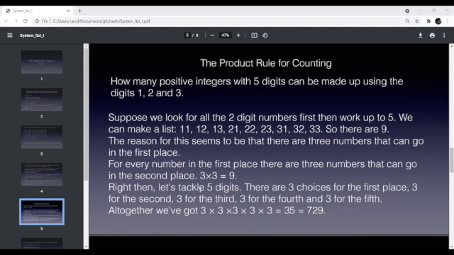Okay, let's tackle 5 digits. There are 3 choices for the first place, 3 for the second, 3 for the third, 3 for the fourth, and 3 for the fifth. Altogether, we've got 3 times 3 times 3 times 3 times 3, which is 3 to the power 5, which is 243.